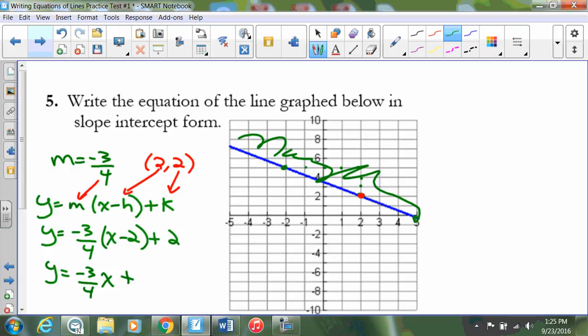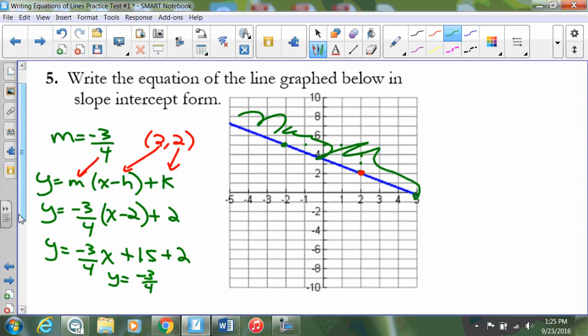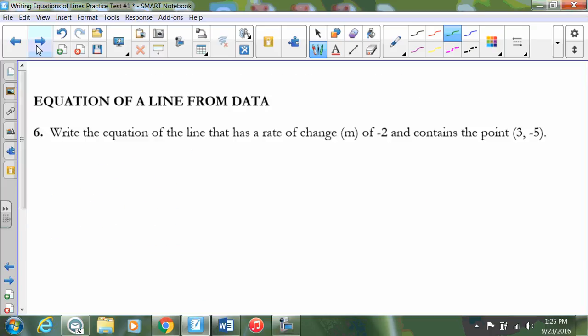That's going to cancel out my 2, so I'm going to have a plus 1.5. So I've got y equals negative 3/4. Let me scooch up a little bit. Negative 3/4 x plus 3.5. Does that look right? Yep, it looks like 3.5. And another problem done. All right, equations of a line from data.